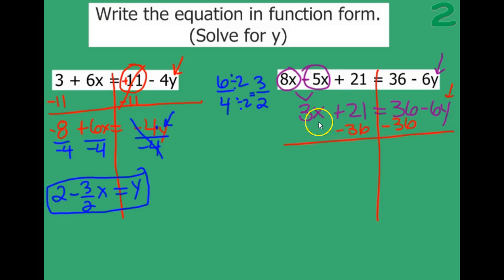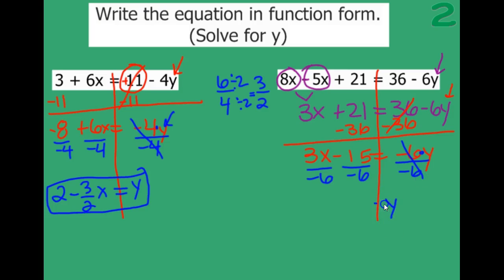And I'm putting it underneath the 21 because those are just numbers. This one has an x, we can't combine with that. So we have 3x. There's more negatives. There are 15 more negatives. Those are gone. And we have a negative 6y. We're really close. This is multiplied. The opposite would be dividing by negative 6.